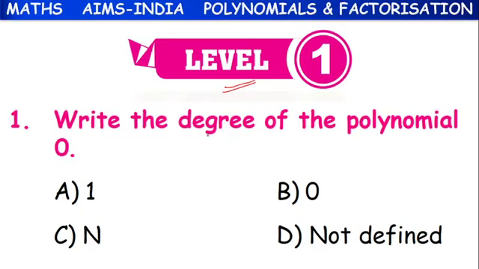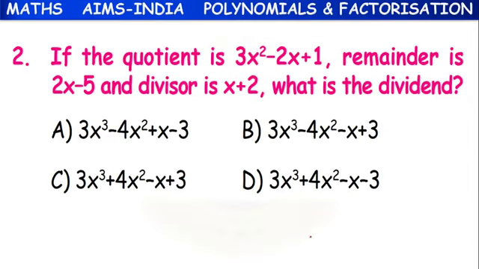So, first question: write the degree of the polynomial 0. Degree of the polynomial 0. So, here for the number 0, we cannot define the degree. So, the correct answer is not defined. Next.